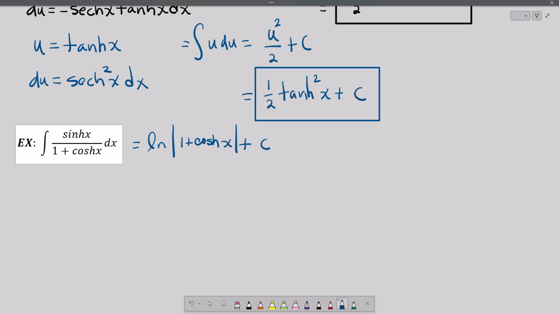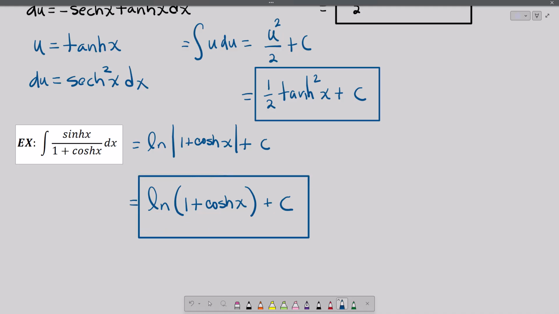plus c. Do we need the absolute value bars in this case? No, if you leave them in there, it's totally fine because it's correct. But you don't need them because the cosh is always positive. So the inside of this natural log is always positive. So you don't need the absolute value bars when something's always positive. All right, so that log form is a really good thing to recognize. Always be looking out for it. Derivative of denominator is numerator. Log form.